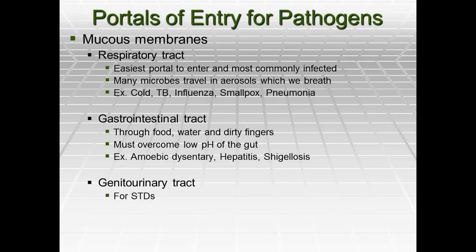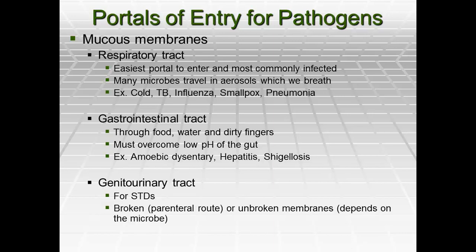Genitourinary tract for STDs. They could come in through the broken route, also known as the parenteral route, or unbroken membranes. It depends on the microbe. Examples: HIV, genital warts, herpes, and syphilis.